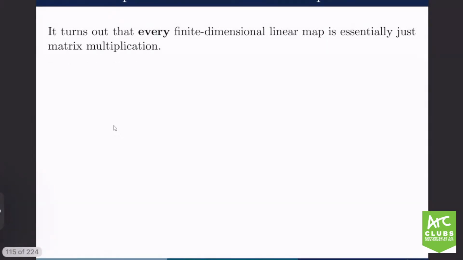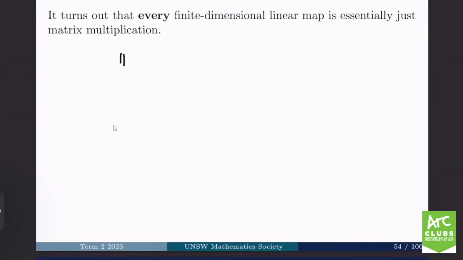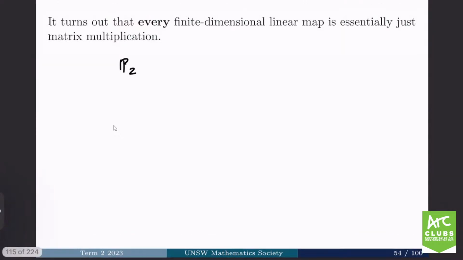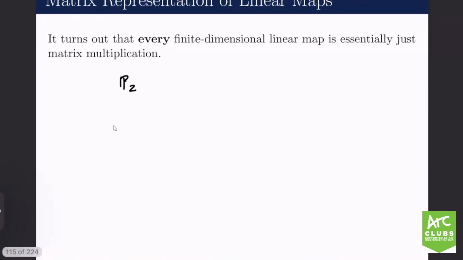So you could take some arbitrary linear map on some arbitrary vector space. Let's say we had, for example, the vector space of polynomials, like the set of all quadratic polynomials. Now, you could define some linear transformation on this. An example would be differentiation. This theorem tells us that we can represent this linear map by matrix multiplication.